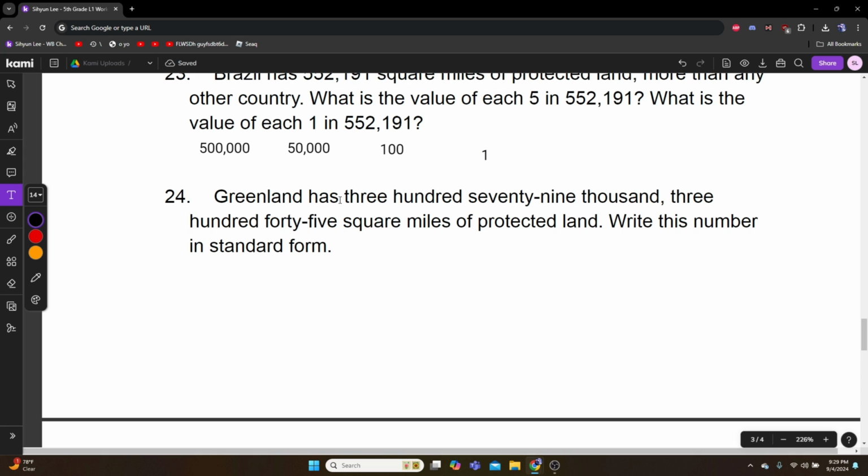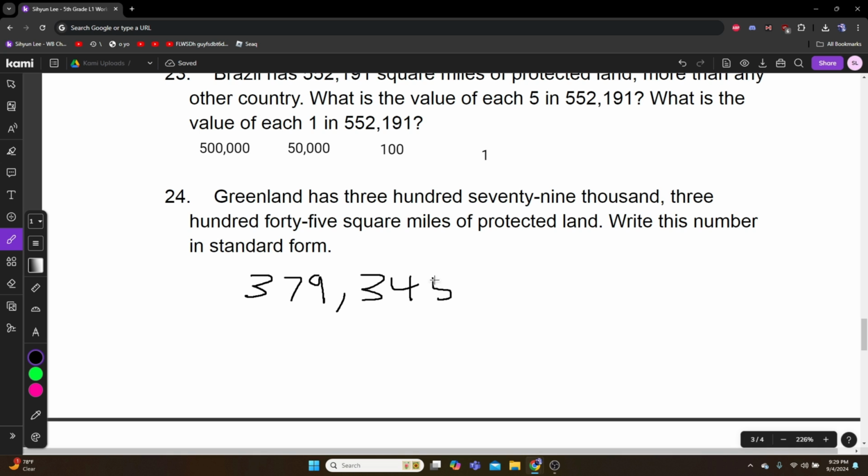The next one, Greenland has 379,345 square miles of protected land. Write this number in standard form. Okay, so 379,000. We could write that out. 379, comma, 345. So we could just put that, 345.